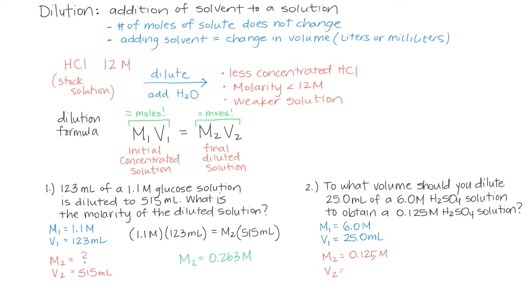This time, we don't know how much water that we need to add, so V2 is our unknown. Again, we can plug into the dilution formula and solve for V2. To solve for V2, we multiply 6 times 25 and then divide by 0.125, and we end up with volume equal to 1200 milliliters. This means to get a solution that is 0.125 molar, we would have to add enough water so that the volume is increased to 1200 milliliters.